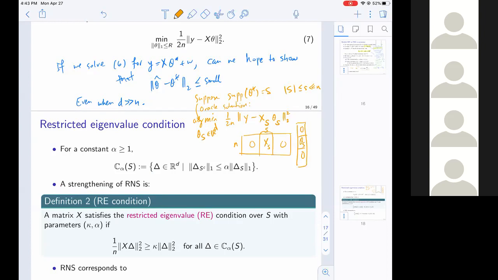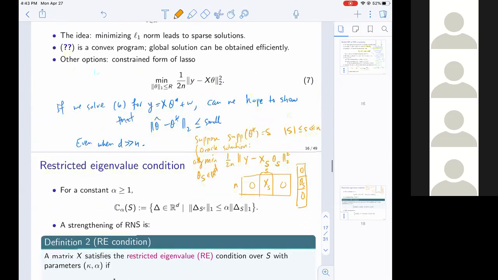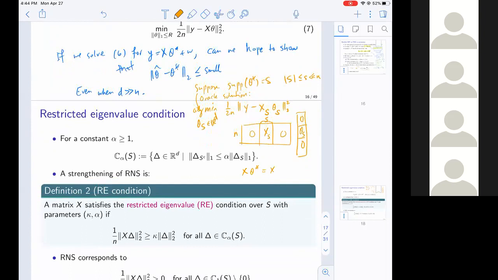Suppose I know that theta star is like this, then X times theta star would be just X sub S times theta star sub S. And I'm just going to work with the design X sub S. Okay.